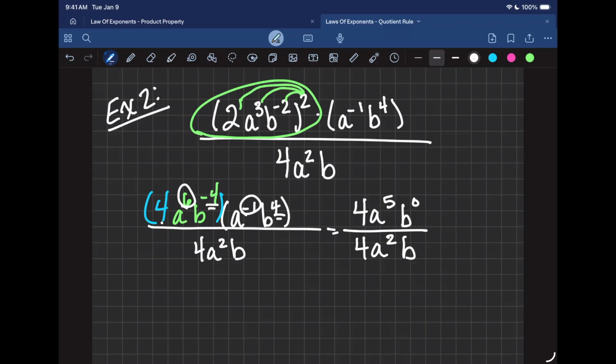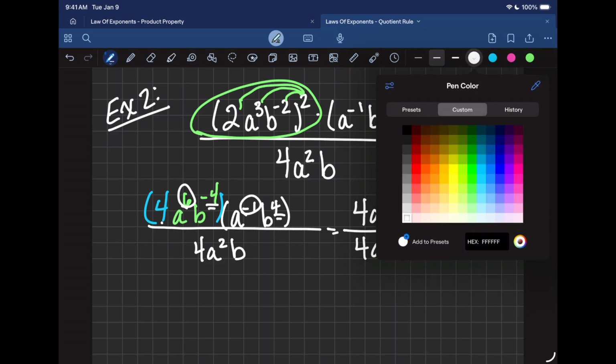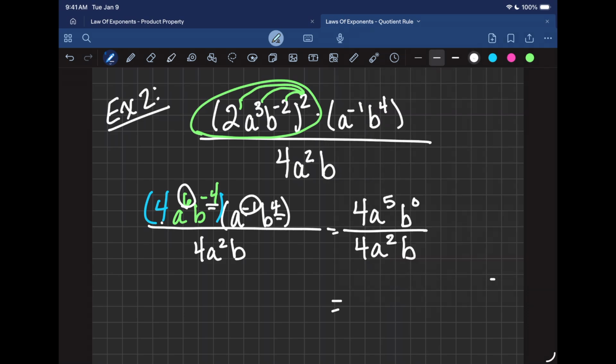Okay, from here we're going to use our quotient rule. When I do that, I'm going to divide my coefficients. Here we have 4 divided by 4, which is 1. For my a's, I see that we have 5 and 2. So 5 minus 2 is 3. And then for our b's, I notice that I have a 0 at the top. That means I have 0 b's in my numerator. So I just have 1 b at the bottom, so I'm going to keep that there. And then if I were to clean this up, when we have that coefficient of 1, we really don't need to put it there. So I could just leave it as a to the power of 3 over b, and I am done.